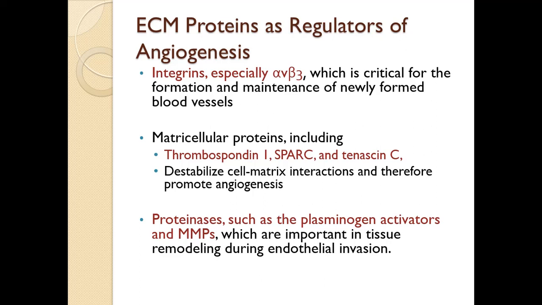So which ECM proteins, or extracellular matrix proteins, regulate the process of angiogenesis? These are integrins, thrombospondin 1, SPARC, and tenascin, and proteinases such as the plasminogen activator and matrix metalloproteinases. All of these have their different functions.